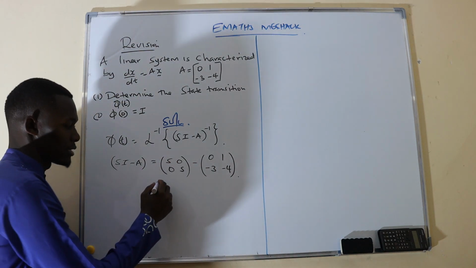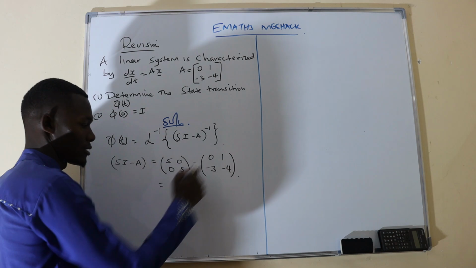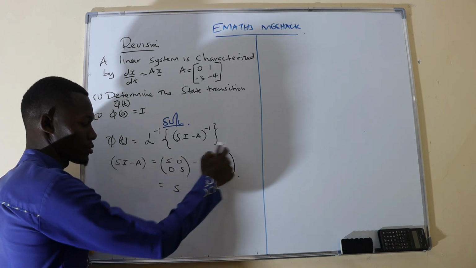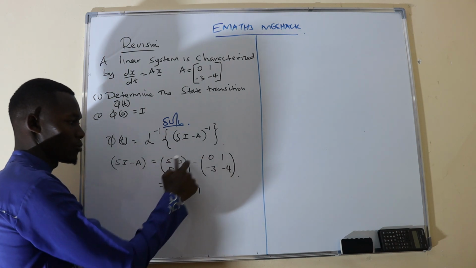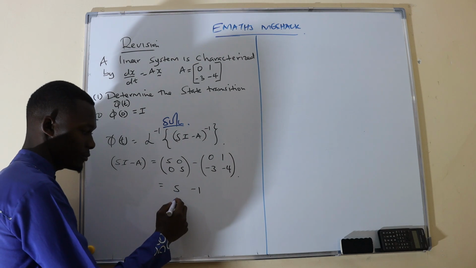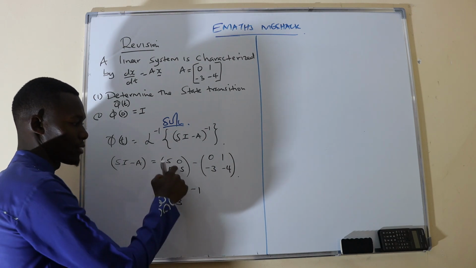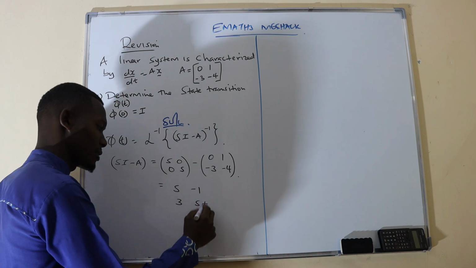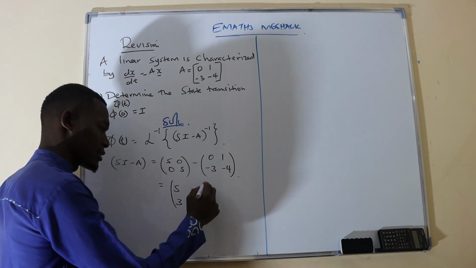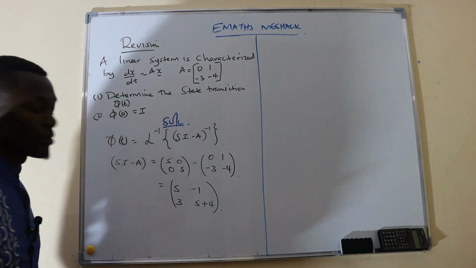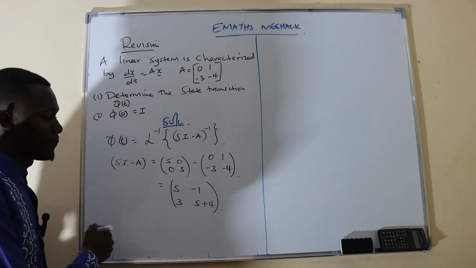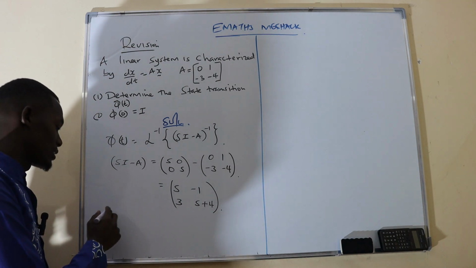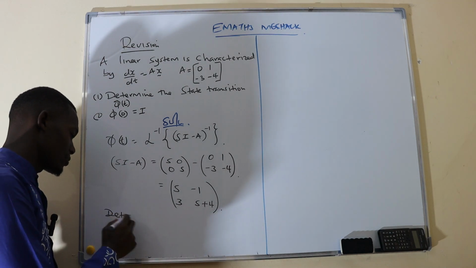So therefore, this just gives you what? S minus 0 gives you S. 0 minus 1 gives you negative 1. 0 minus negative 3 gives you a positive 3. And we have S minus negative 4, which will give you S plus 4. Now, since we're dealing with a 2 by 2 matrix, we also need to get the determinant.